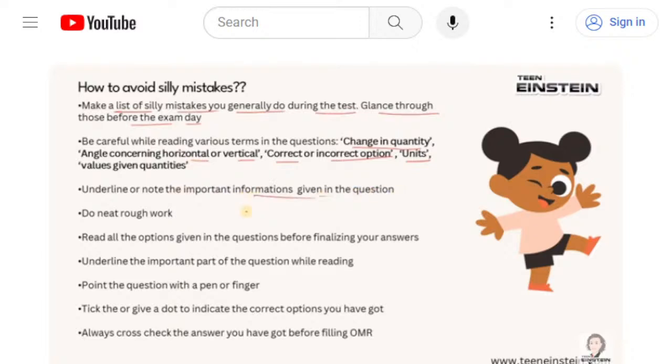Just write down the information or underline it, do neat rough work, read all the options given in the question before finalizing your answer, underline the important parts of the questions, and as I said earlier, you may point your finger while reading. After solving a question, you must put a dot or some indicating mark on the correct option. This will help you fill the OMR sheet correctly, and always cross-check the answer you have got before filling the OMR sheet.